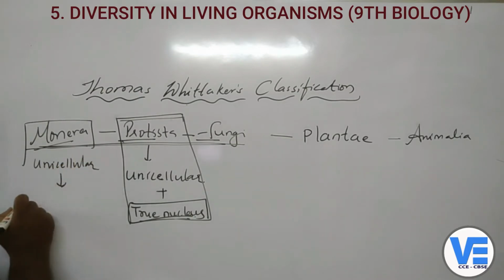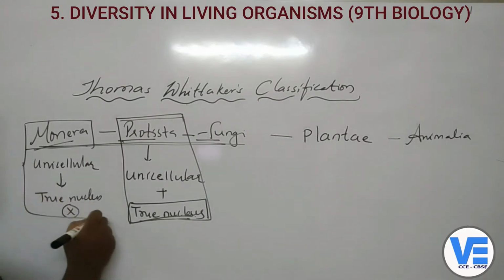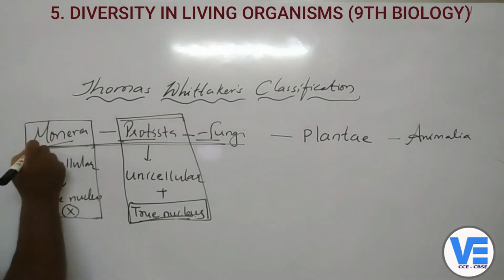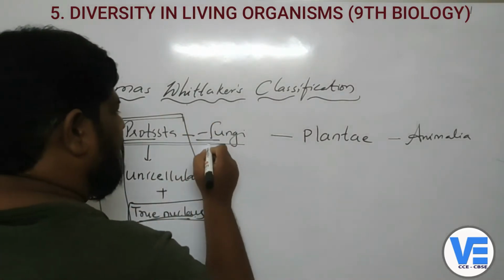Okay, so the next one is, now what are the organisms which are unicellular and also which don't have the true nucleus? True nucleus not present. Those organisms he kept under the kingdom called Monera. So now coming to the third kingdom, that is the fungi.